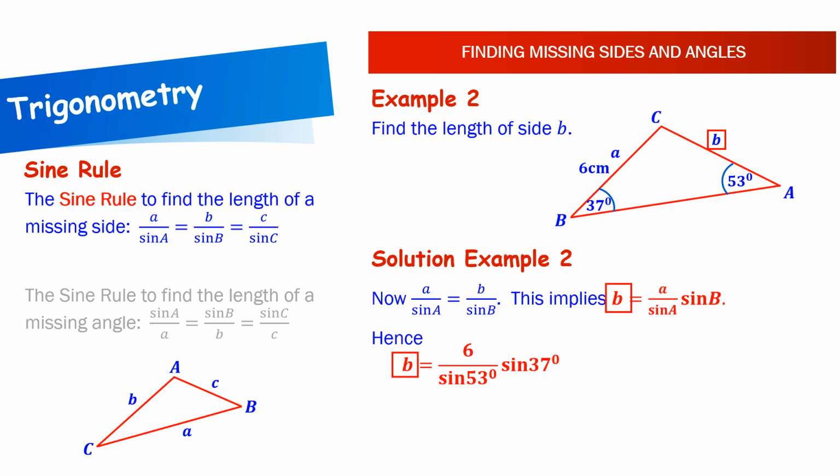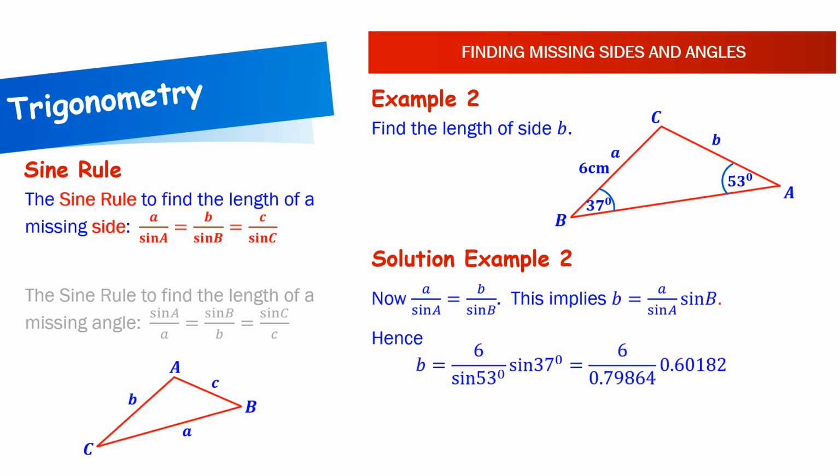B is from here, A is from here, angle A is here, and angle B is here. And so if we calculate these on our calculator, we obtain B equals 4.5.